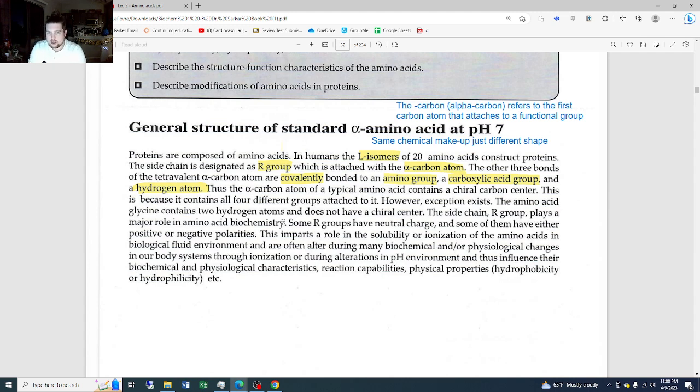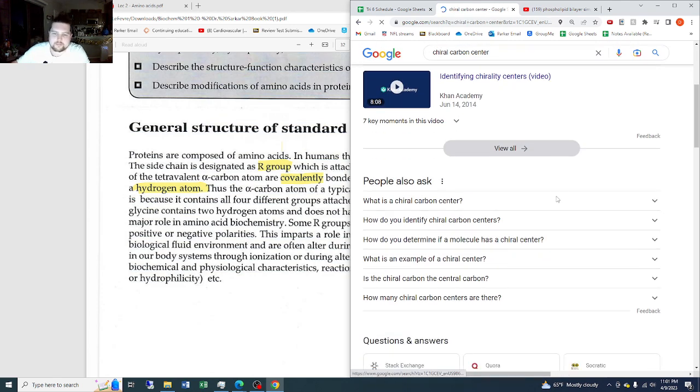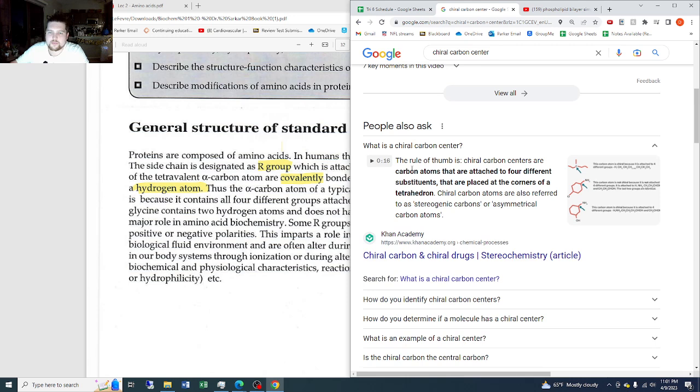Thus, the alpha carbon atom of a typical amino acid contains a chiral carbon center. Chiral, it's a little confusing when you talk about these things. So the rule of thumb is this. It's a really good definition. The chiral carbon centers are carbon atoms that are attached to 4 different things. Now that's where we'll end it for the purpose of this class.